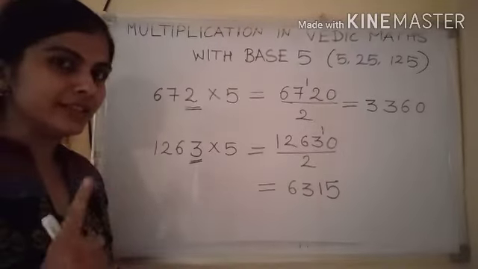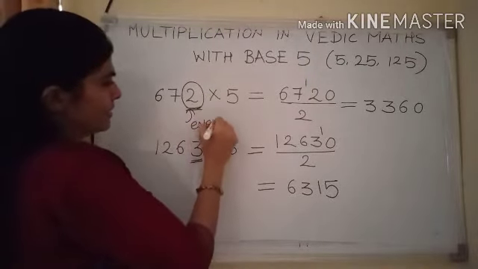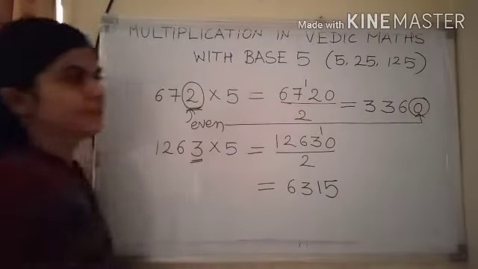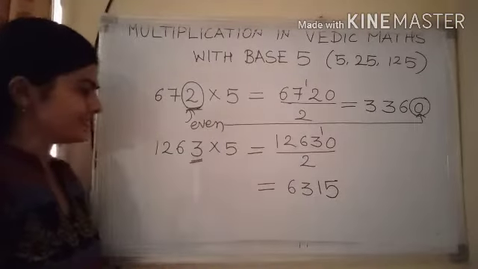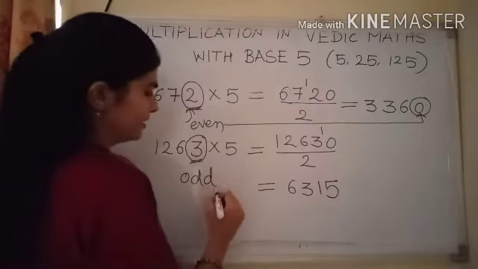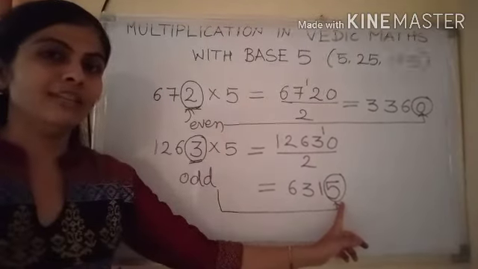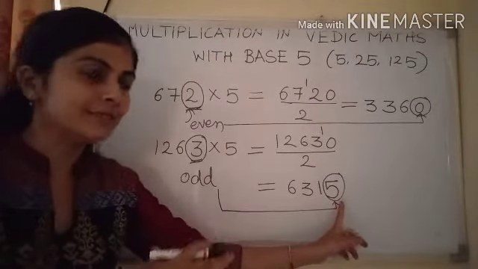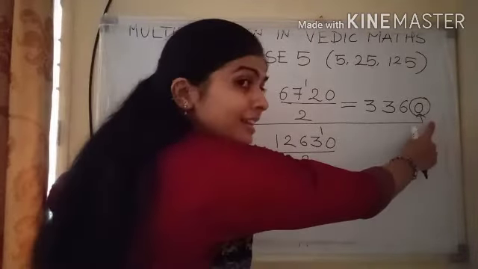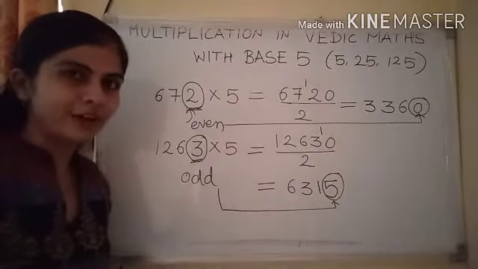So keep one thing in your mind, if the last digit is even, then in your answer you will get 0 at last, and if your last digit is an odd number, then you will get only 5 at the last digit. Remember these things. If the last digit is even, it means the answer's last digit is 0. If the number is odd, at last it is 5.